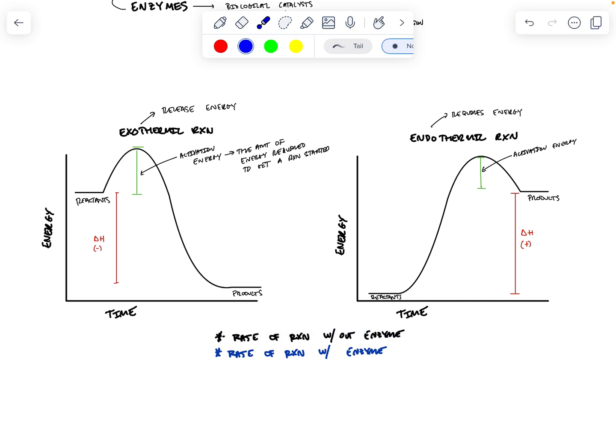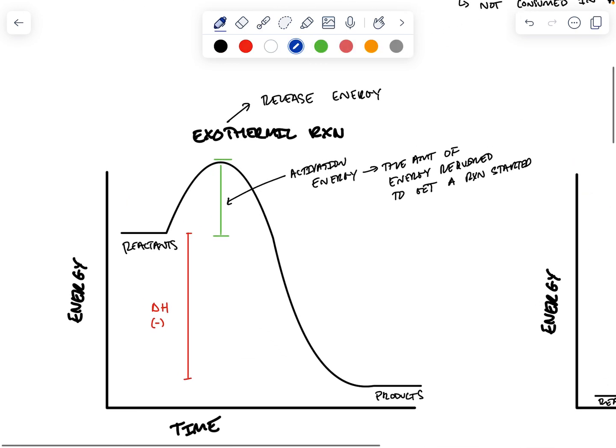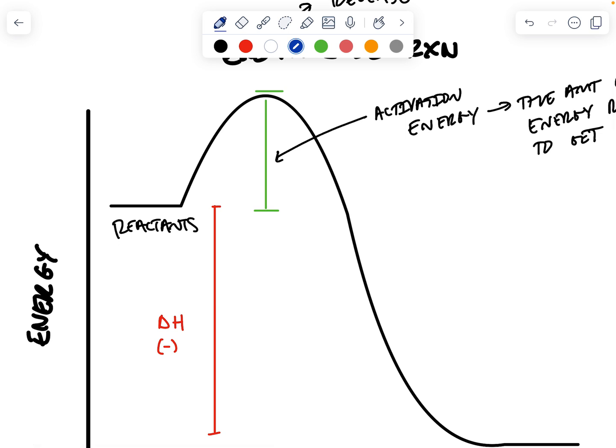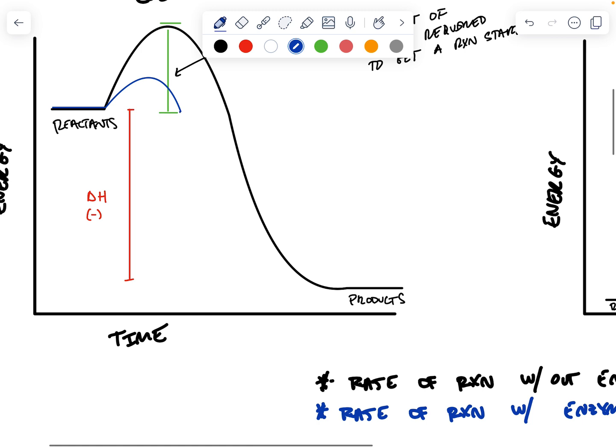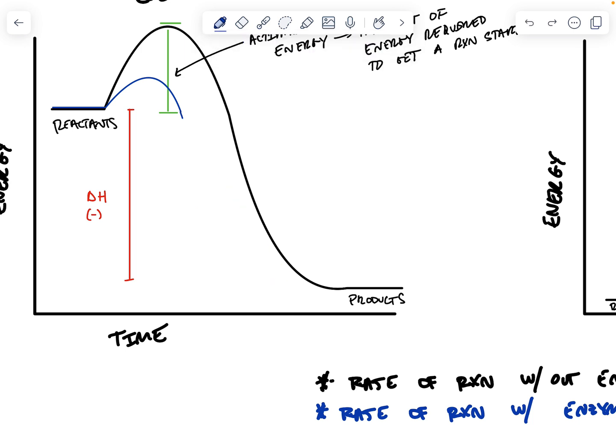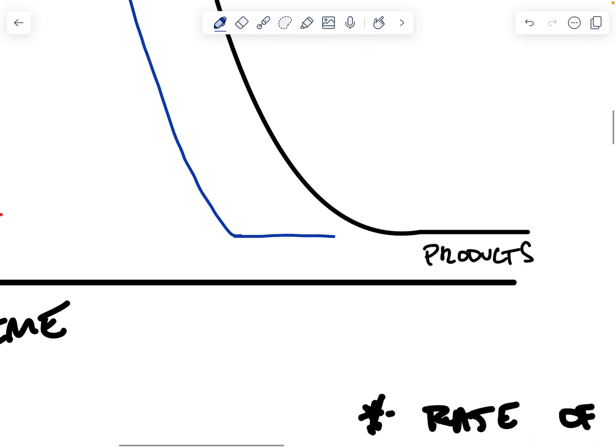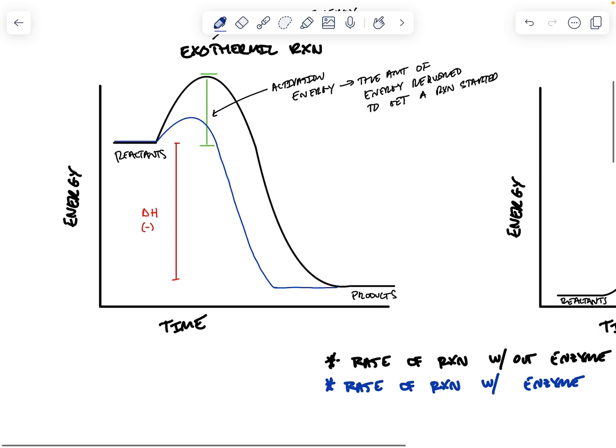enzyme. And in blue, on both of these graphs, we are going to draw the rate of reaction with an enzyme. So with an enzyme, the initial energy of the reactants is the same as it is without an enzyme. But one of the big differences is that a reaction that has an enzyme lowers the overall energy. I'm just going to freehand this. Lowers the overall energy required to get the reaction started.